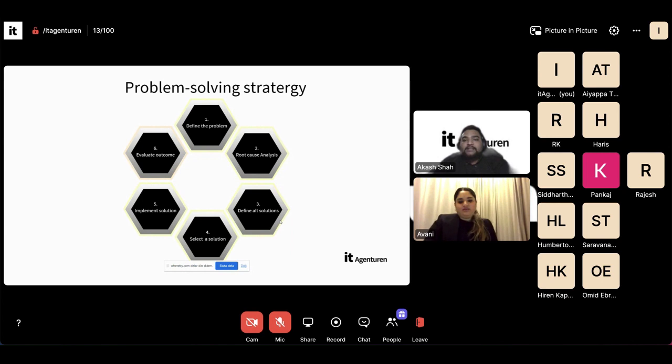Avni, would you like to explain the IT development side of things in terms of the problem-solving strategy model? Yes, absolutely. I would like to take another example of problem solving. When I was working as an incident developer or incident manager, usually when you are a developer, you are also thrown into some sort of incident management work as well. And that goes hand in hand with your development efforts.